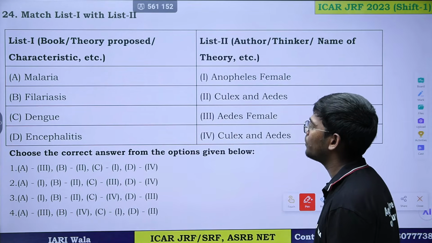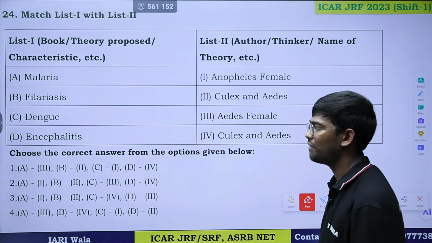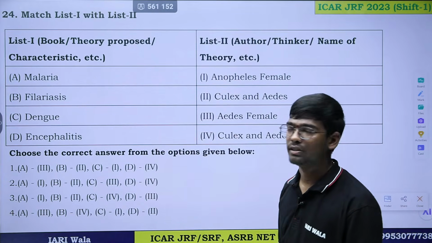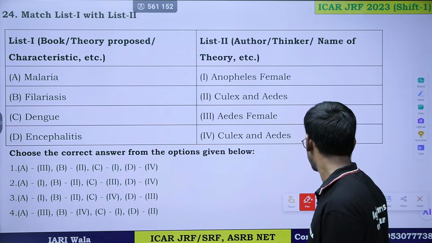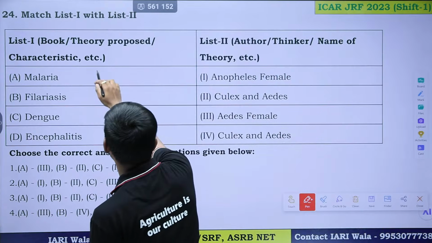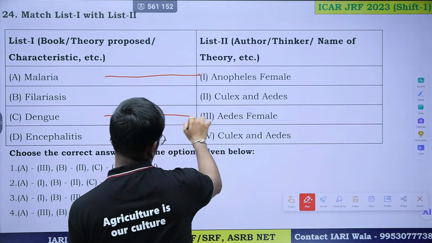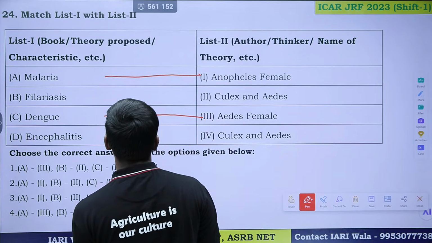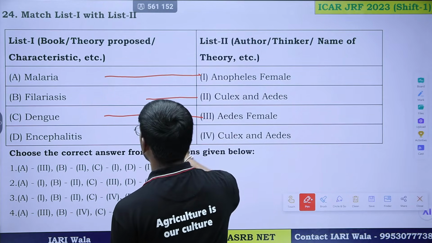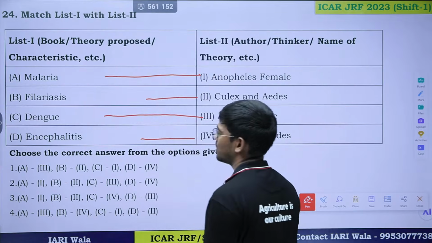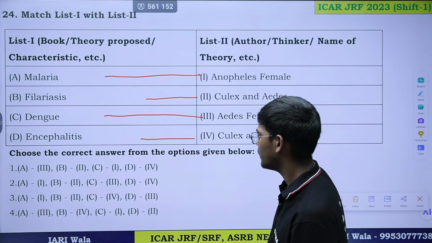So while coming to the 24th question, here also we can see different diseases and their vectors. First is malaria, filariasis, dengue and encephalitis, and on the other side female Anopheles, Culex and Aedes female. So malaria is transmitted by the female Anopheles, this thing you know. Then dengue is also same, Aedes female will transmit. So A1, C3 will be the answer, and filariasis same like this, Culex and Aedes, and encephalitis, Culex and Aedes. As it is like 1, 2, 3, 4, like that only they have given. So 1, 2, 3, 4 is nothing but option 2.